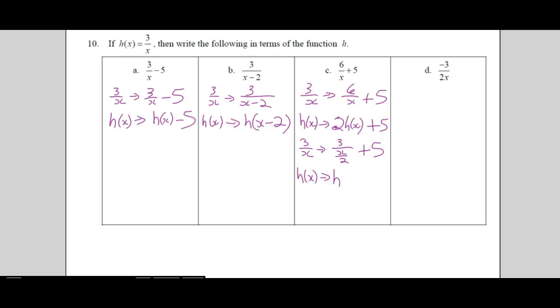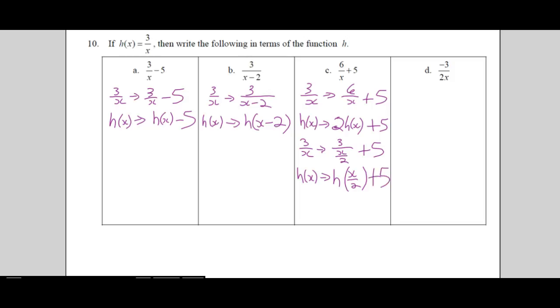So this needs to become this, right? So your input becomes, it's not an x now, what is it? It's an x over 2. What's h of x over 2? It's 3 over x over 2. What's 3 over x over 2? That's 6 over x. So we've got the 6 over x dealt with. Now what? Now we add 5.